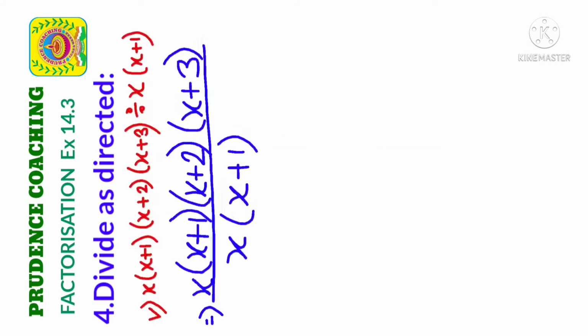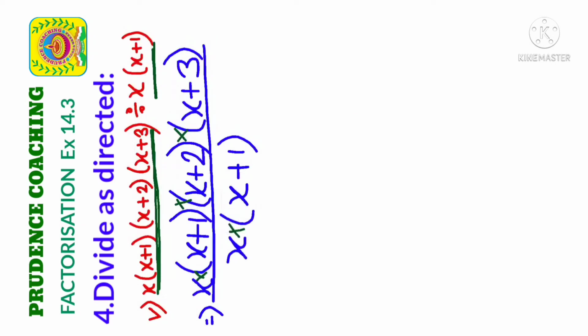Let us start with sum number 4 Roman 5. As you can see, here we are asked to divide this with this. So we will write this in the numerator and this one in the denominator. Now as you can see, after x we don't have anything. That means we have multiplication, here also we have multiplication, here also we have multiplication, and here also we have multiplication.